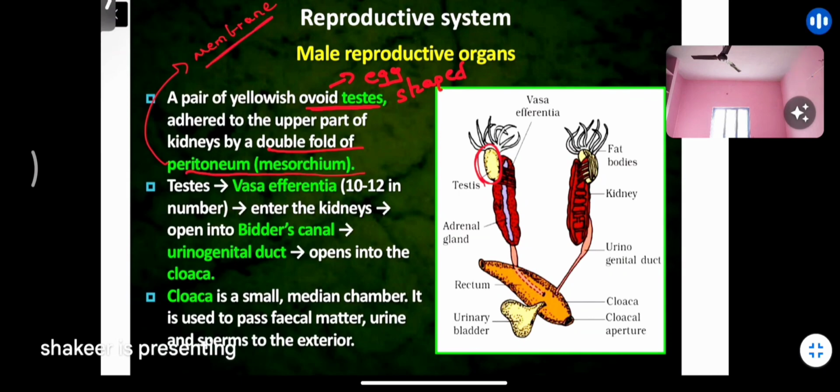Therefore what we have understood here is that the testis is attached to the top part of the kidney through a layer which is called peritoneum, also called mesorchium. The testis opens into vasa efferentia, which are 10 to 12 in number. How many vasa efferentia are present? 10 to 12. They again enter into the kidneys. Vasa efferentia open into the kidneys. Kidneys open into Bidder's canal. Bidder's canal opens into the urinogenital duct. It finally opens into the cloaca. Okay? So this sequence also can be asked in the examination.